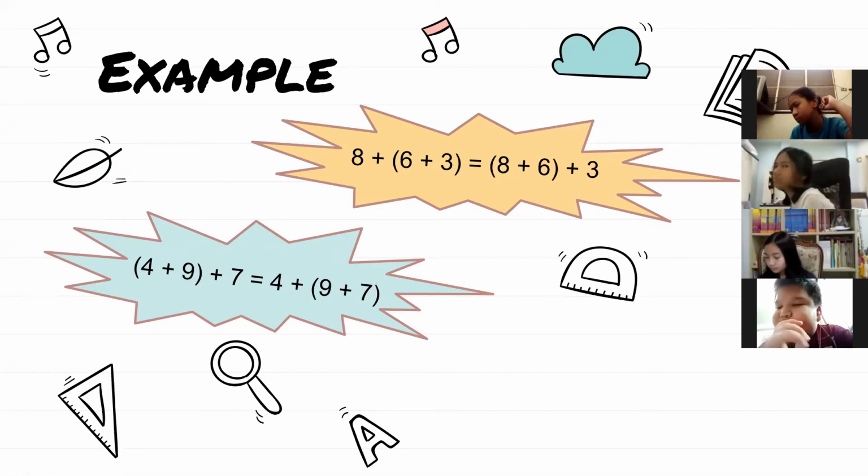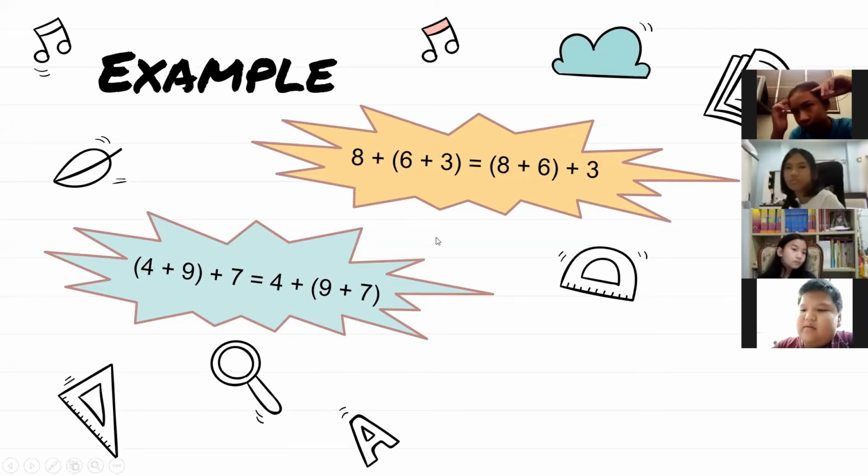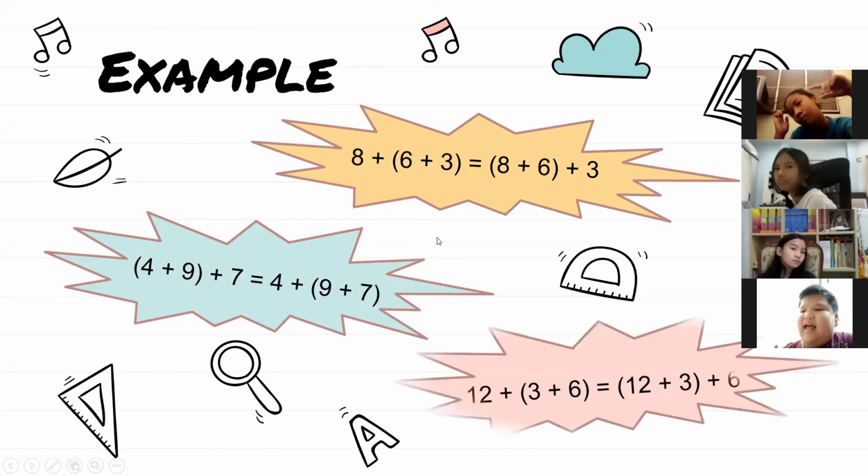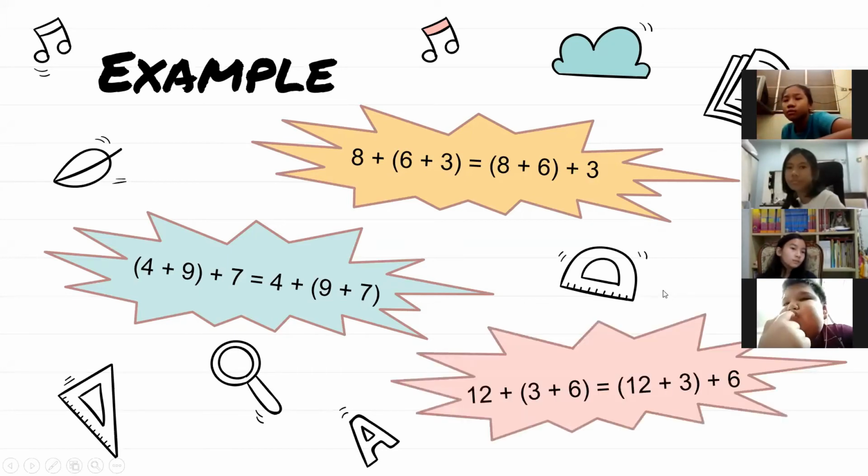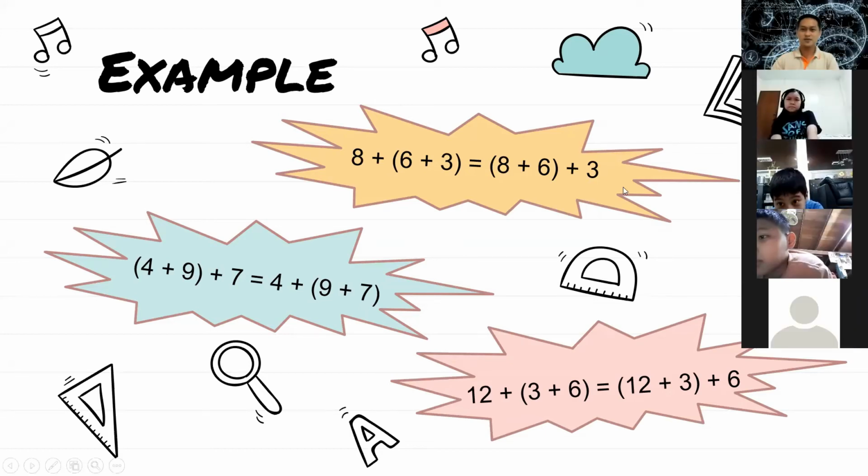Yes. So in commutative, we have two numbers. In associative property, we have three numbers. Okay? Easy to memorize. Here is another example. 12 plus 3 plus 6. Answer is 21. Very good.